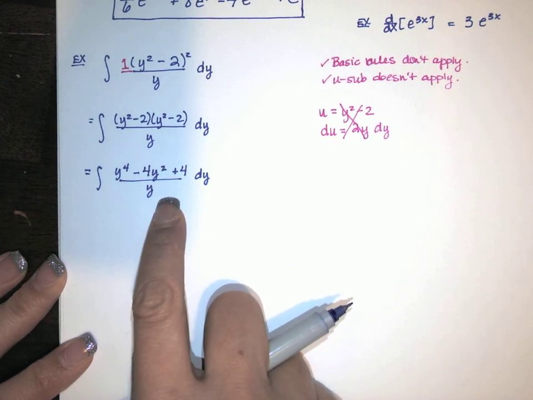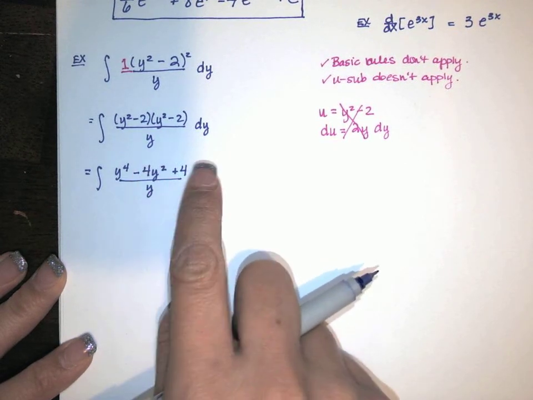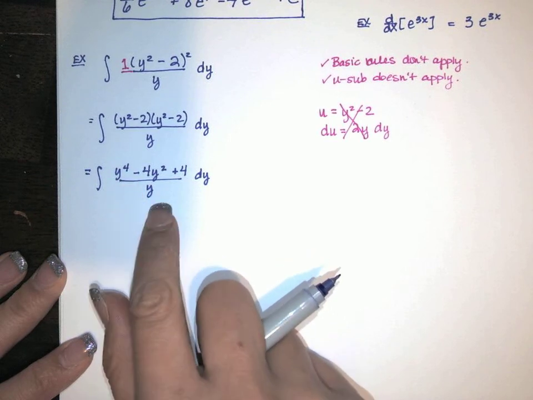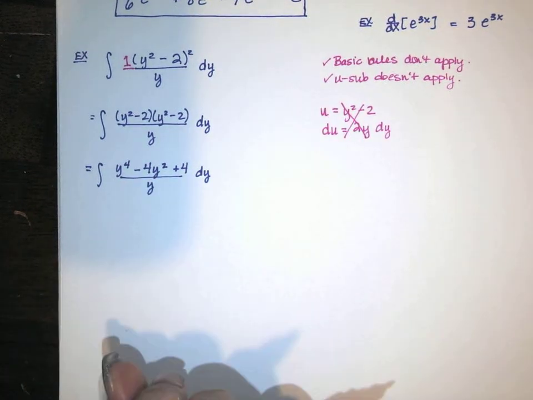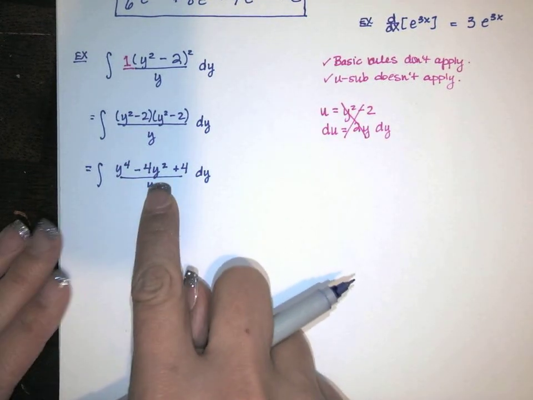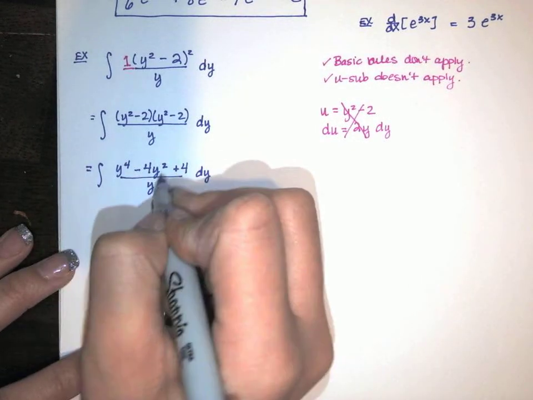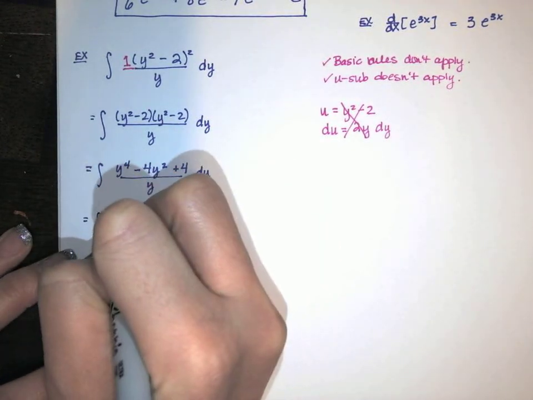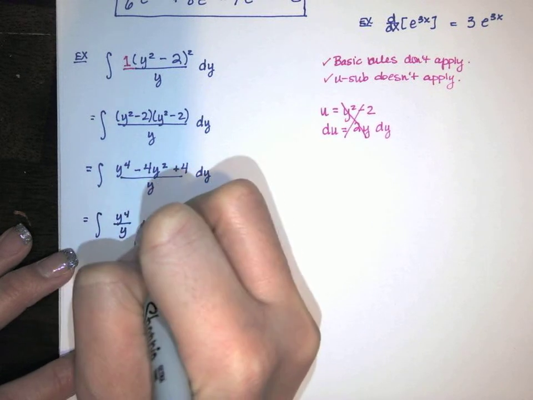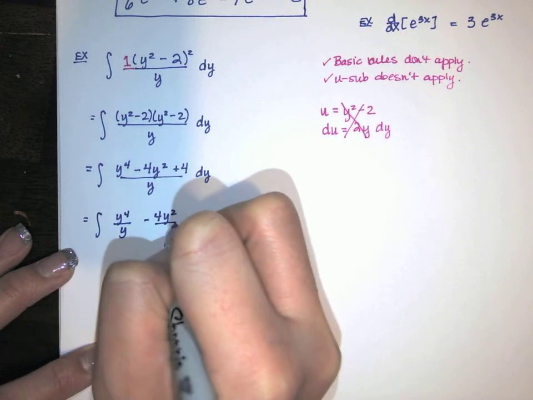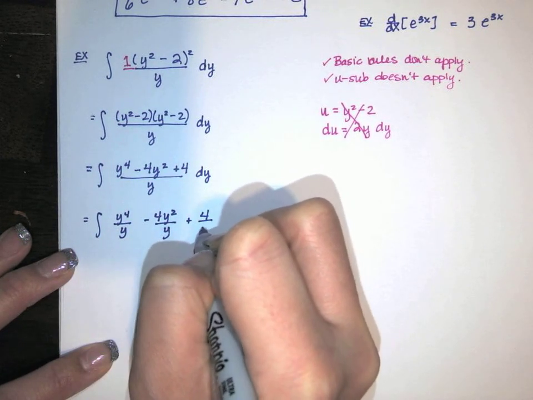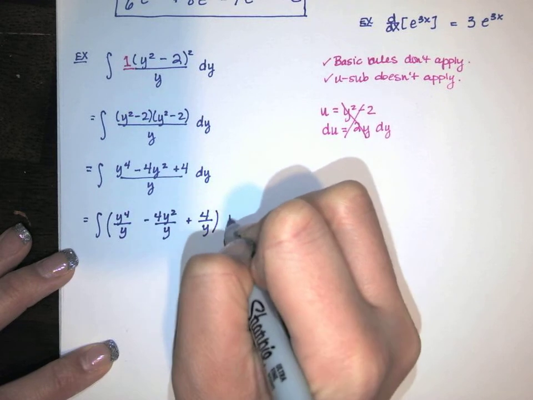Now if that was a y plus 2, I could divide every term by y plus 2 and that'd be fine, but I can't divide it by the y and the 2. We can't split up the denominator, but if the denominator has one term, we can split up that numerator. All of this divided by y is y to the fourth over y minus 4y squared over y plus 4 over y dy.